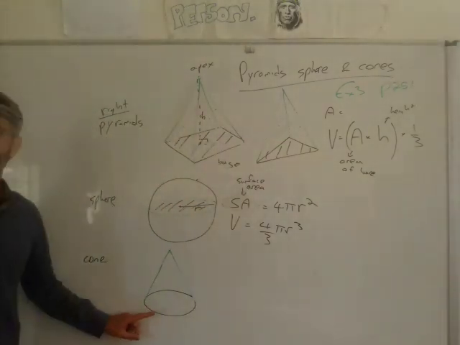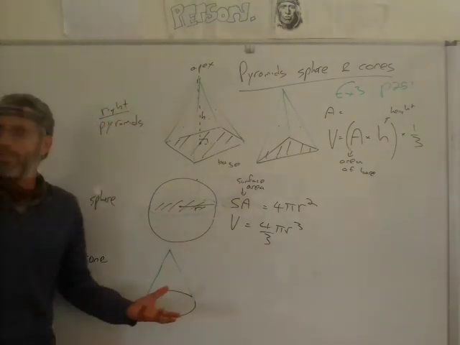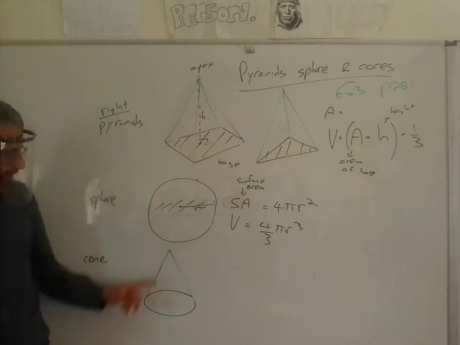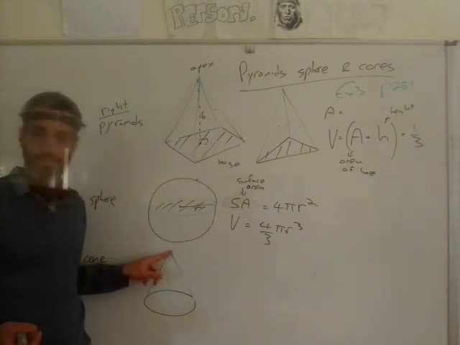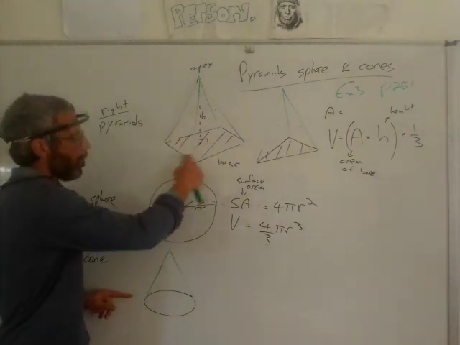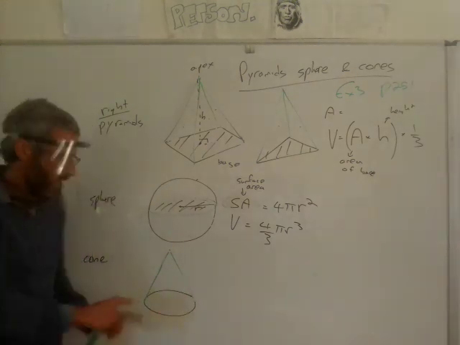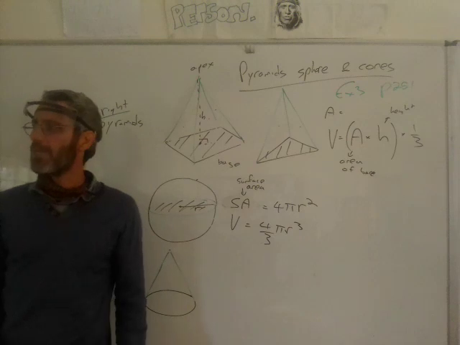Last thing, we've got the cone. Can I see it on the camera? Right, so cone, you understand what I'm saying when I say cone. It's kind of like a pyramid. Why? Because I have an apex and a base. But the only difference is that the base is not a polygon, the base is a circle, and therefore I don't have these triangles.